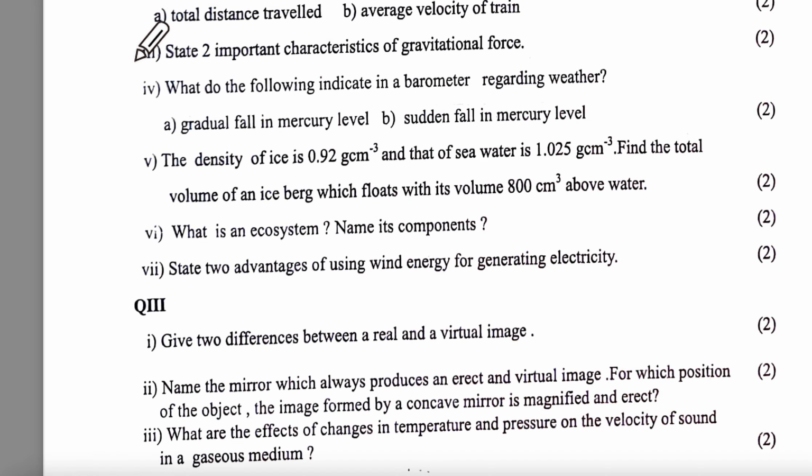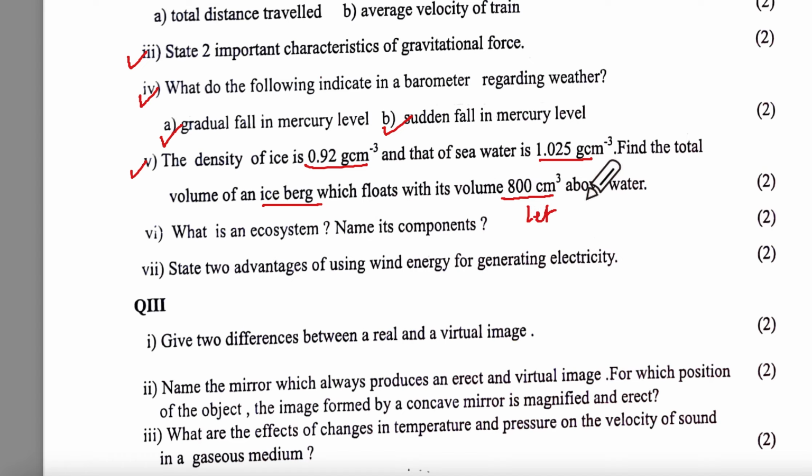See here, two important characteristics you have to learn. What do the following indicate in a barometer? Gradual fall, sudden fall, again learning work. Correct or no? Now this is again density of the ice is this, that of sea water is this. Find the total volume of iceberg which floats with this much above water.